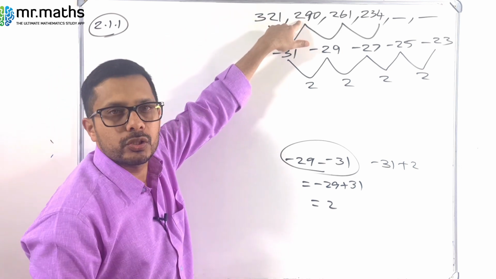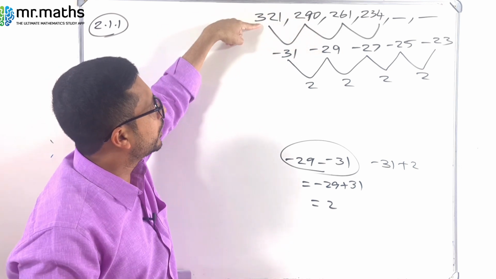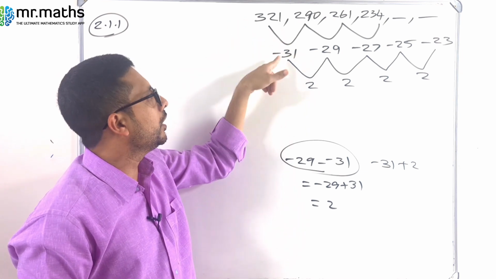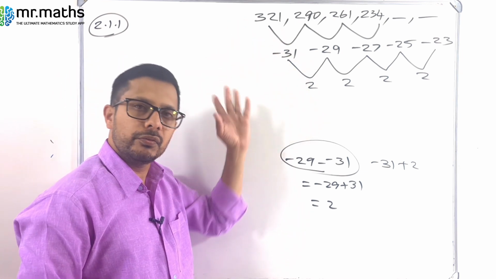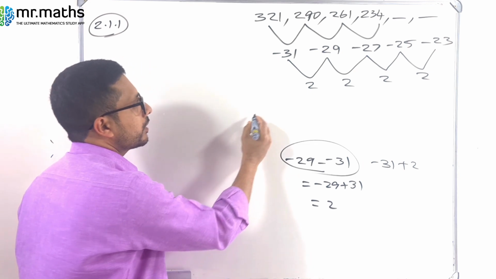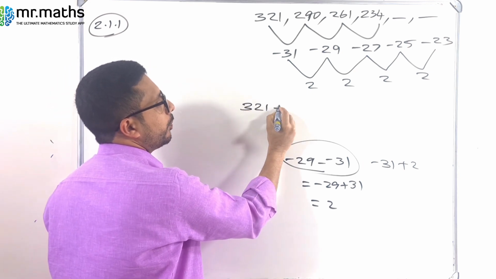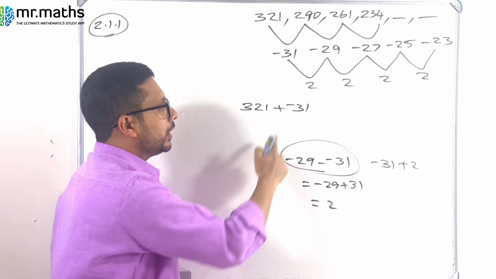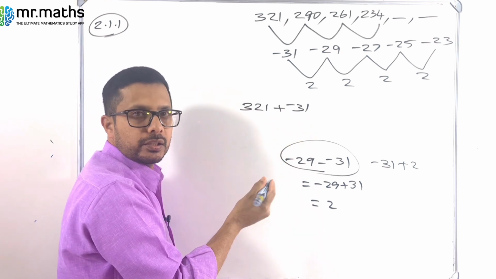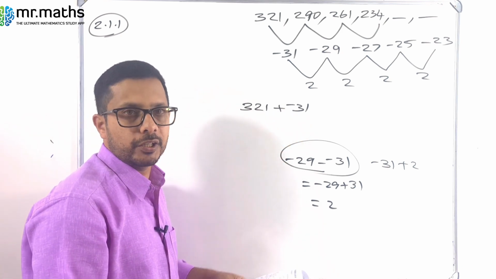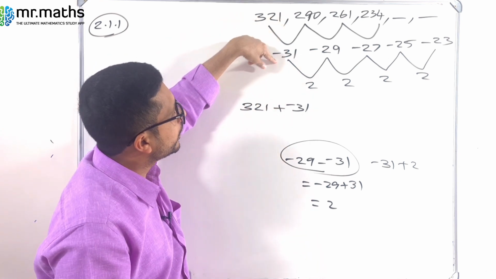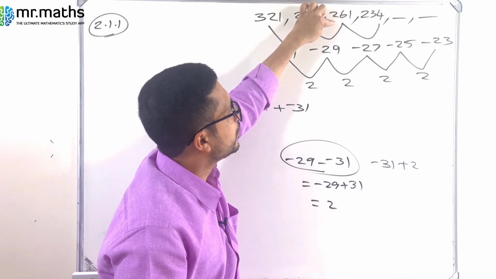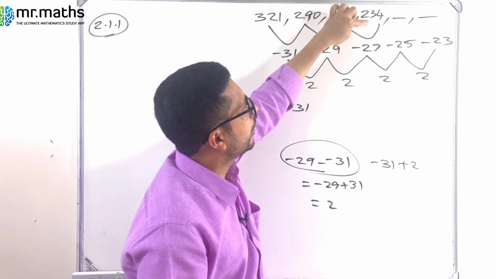Okay. Now look at this one. How do you get to this 290? 321 minus 31. Don't wonder why here it is minus and why there it is plus. Actually we are adding there. It's like this, guys: 321 plus minus 31. We know that plus minus is minus, that is why we are straightforwardly subtracting. So 321 minus 31, that is 290. 290 minus 29, 261. 261 minus 27, 234.